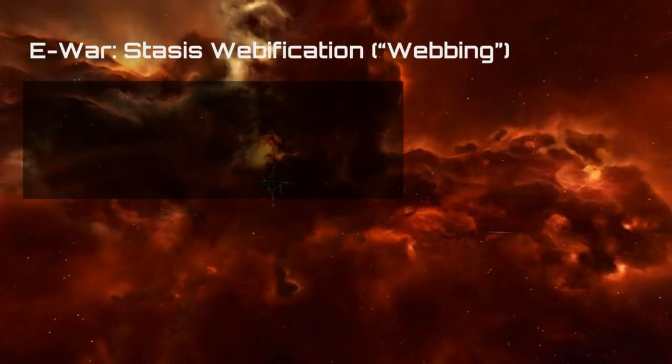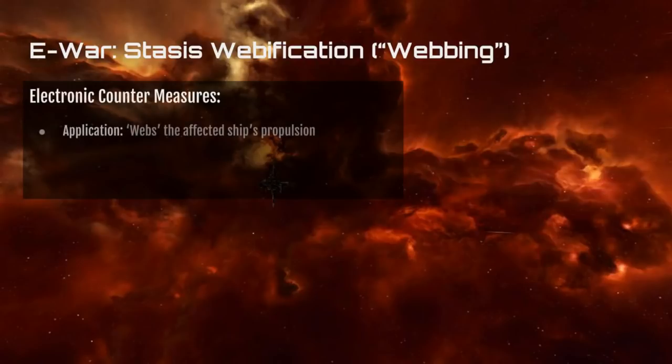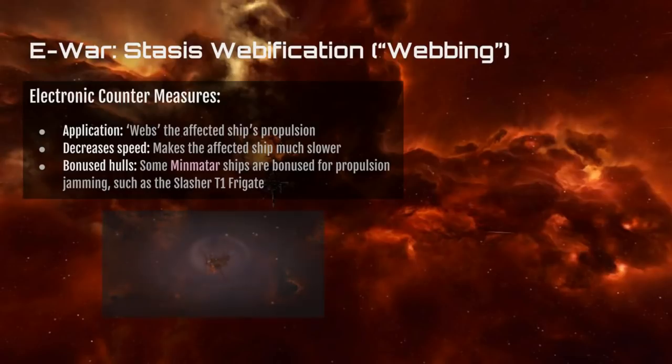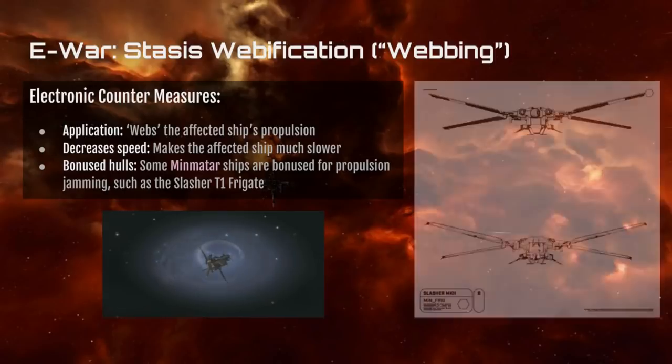When it comes to E-War, Stasis Webification is a little bit different. Like I said earlier, it acts like a wet blanket over top of that ship's engine. It makes the ship much slower. Some Minmatar ships are bonused for propulsion jamming, such as the Slasher T1 frigate, and the effect is very spatial in the sense that you don't get a direct line between your ship and the ship you're webbing, but the ship that's being webbed has this sort of gravity bubble around it. It increases its resistance in space and it slows it down.